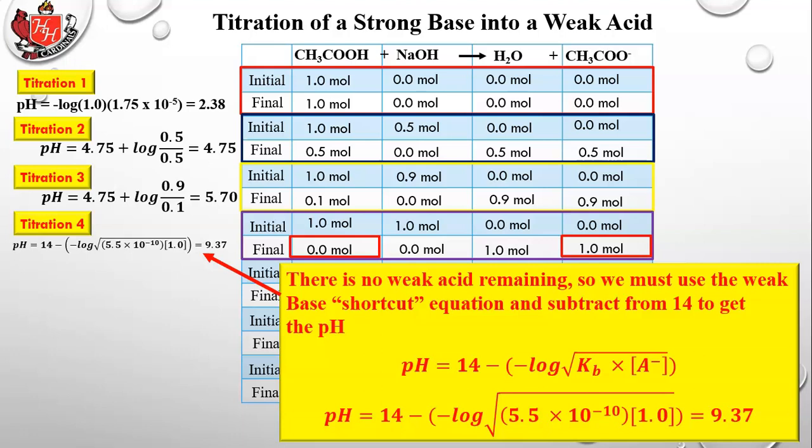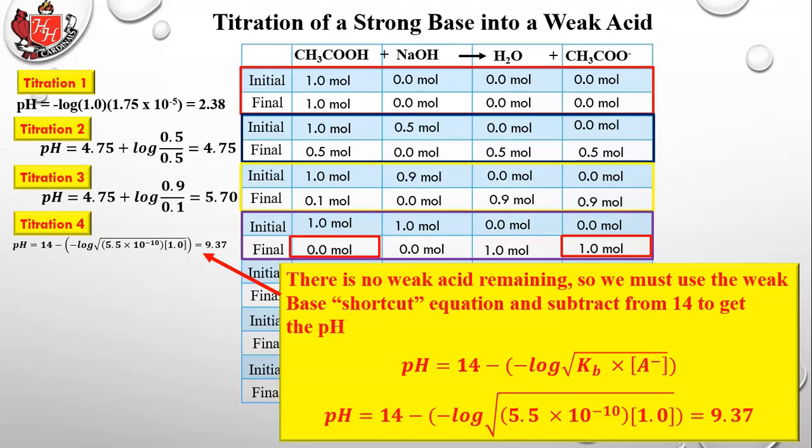The concentration of A minus over there on the far right is 1. So you take the square root of that, take the negative log of that, and you subtract from 14. It's kind of messy, but that gets you the pH, and that's 9.37. So now you see, unlike a strong acid and strong base, which totally neutralized each other perfectly, and you ended up at the equivalence point with a pH of 7, the pH of water right in the middle, totally neutral, now you don't have a neutral pH at the equivalence point.